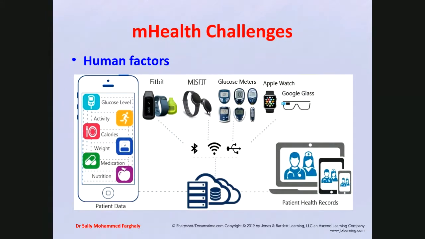smartphone mobile apps, and these smartphone mobile apps and other devices are connected to the system by Bluetooth or by wireless or USB, like the glucometers and the watch or Apple Watch and the Google Glass. It will transfer the data to the electronic health record and the healthcare providers can use this for data interpretation and completing the plan of care of the patient.